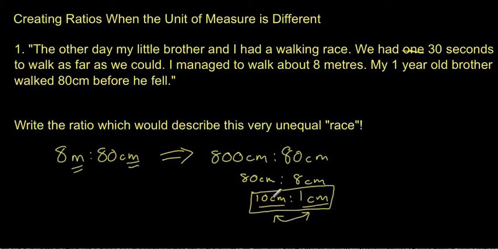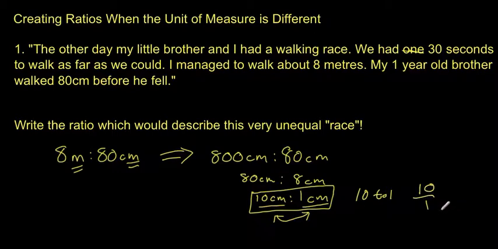Okay, so this is the same as saying that for every 10 centimeters I walked, my little brother walked 1, so it's 10 to 1. Okay, and again, you can write that 10 to 1, or you can write it 10 over 1. Okay?